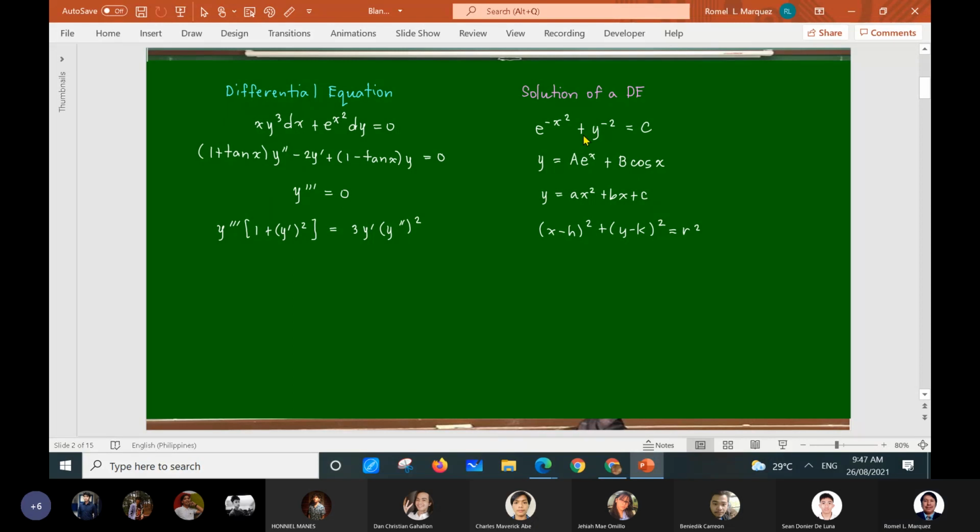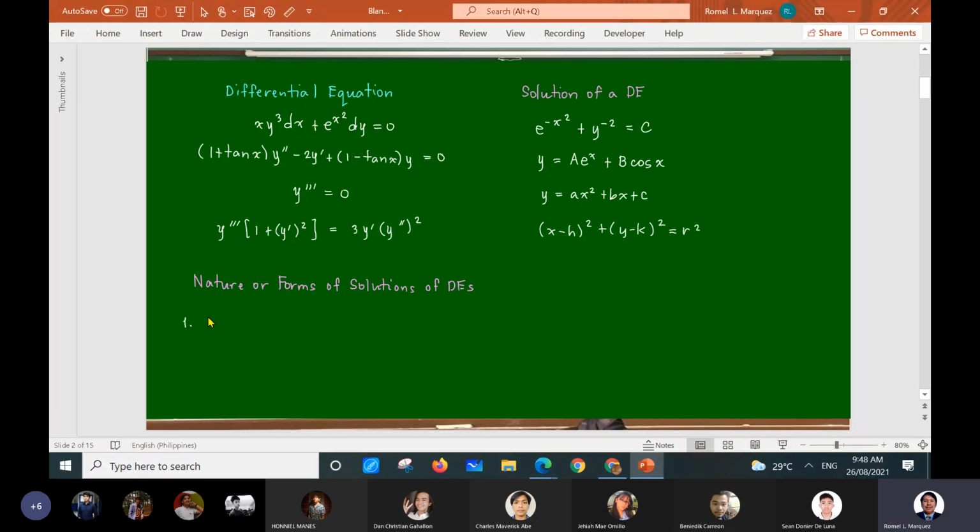Like for instance, the function here is implicitly defined because it is not expressed in terms of its independent variable. So no problem for this second and third. They are already in y equals f of x form, meaning they are explicitly defined. So they are called actually the nature or forms of solutions of a differential equation.